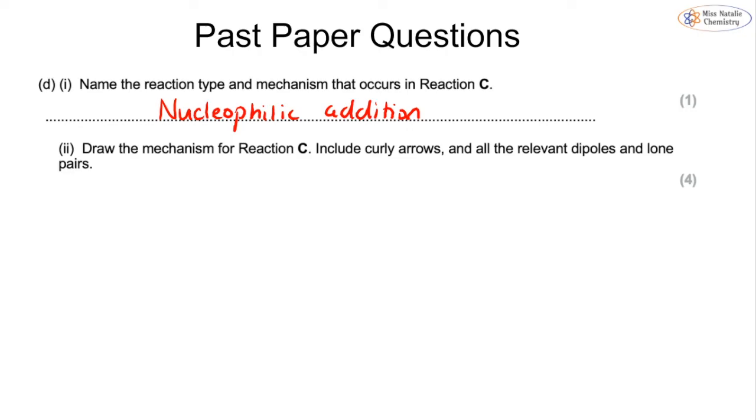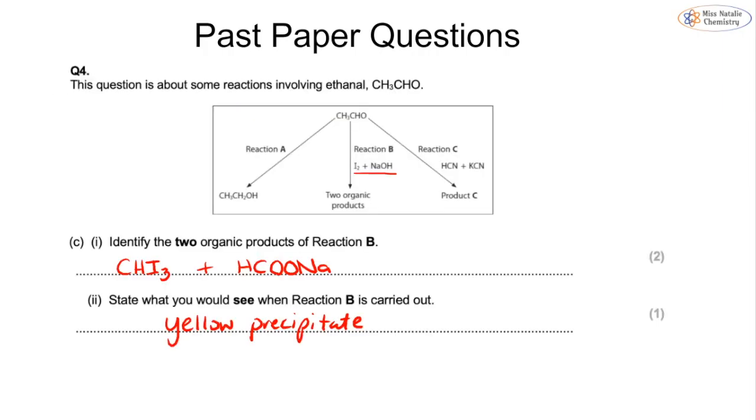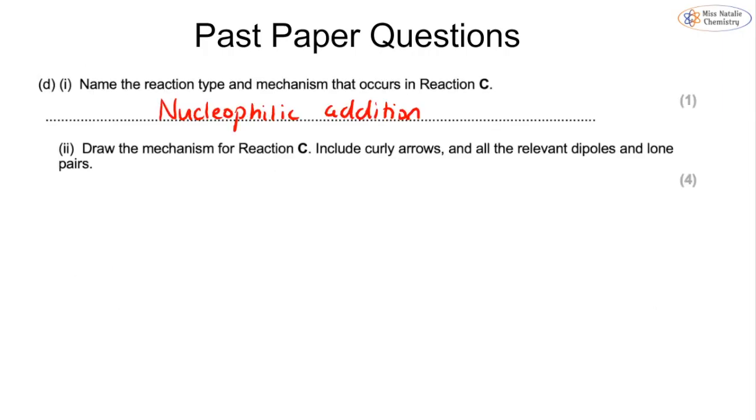And we want to draw the mechanism for this as well. So we want to have our ethanal and how it reacts with the HCN and KCN, including all curly arrows, dipoles, and lone pairs. So we're going to have our carbonyl group like that. And we, of course, have our CH3 and our H. We've got the CN and our lone pair. Sorry, CN, not CH. And our lone pair is going to attack in at the carbon because the carbon is delta positive and the oxygen is delta negative.